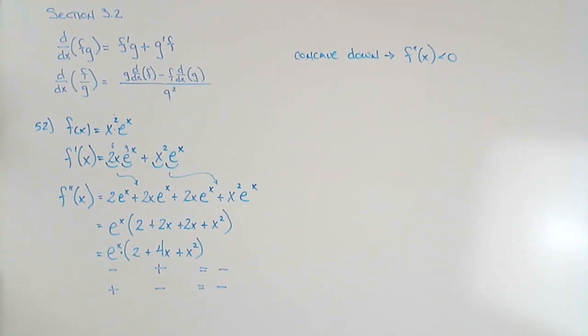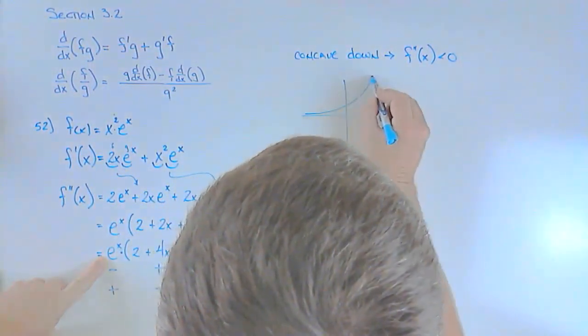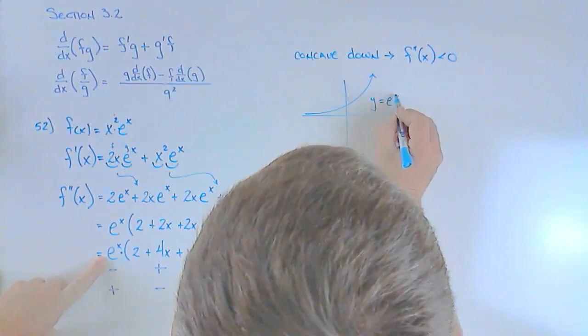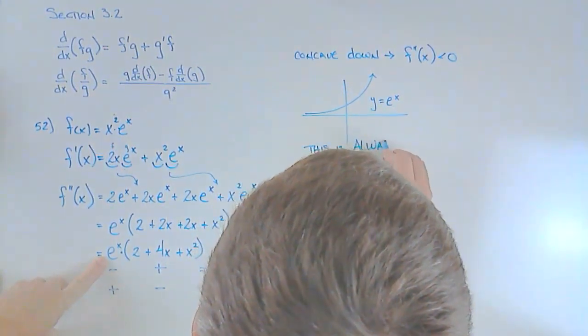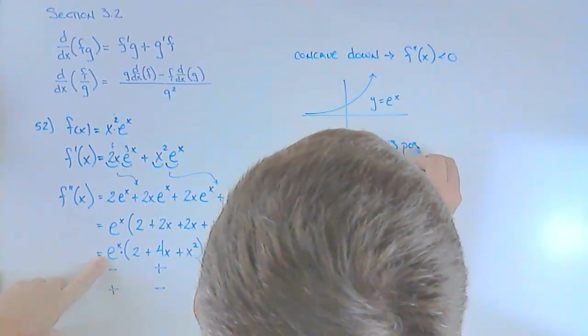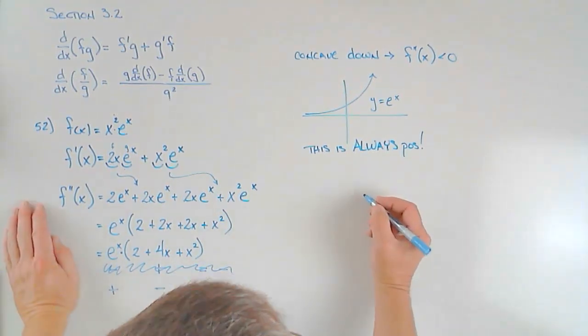Now, they were nice to us in this problem because our first function is e to the x. Well, we know what the graph of e to the x looks like. This is the graph of y equals e to the x. This is always positive. So this case, we don't even have to worry about because our first function is always positive. The next question then, is it ever the case that 2 plus 4x plus x squared is negative? We have to ask ourselves that.